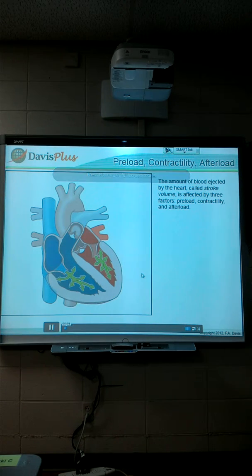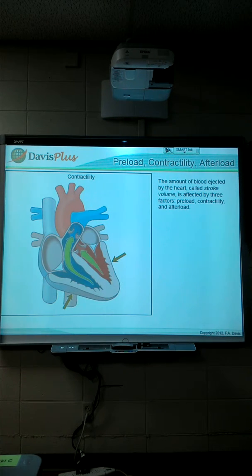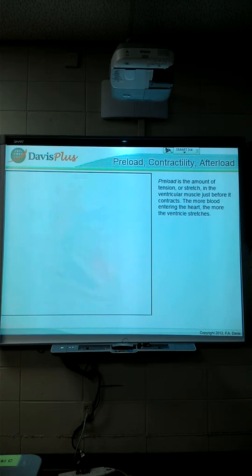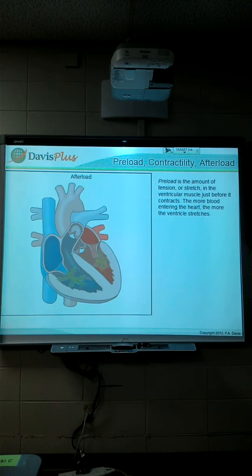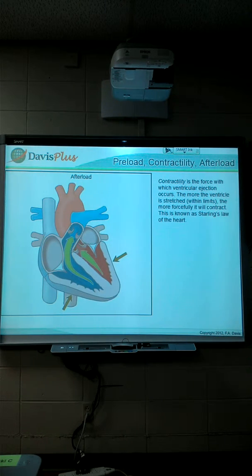The amount of blood ejected by the heart, called stroke volume, is affected by three factors: preload, contractility, and afterload. Preload is the amount of tension, or stretch, in the ventricular muscle just before it contracts. The more blood entering the heart, the more the ventricle stretches. Contractility is the force with which ventricular ejection occurs. The more the ventricle is stretched within limits, the more forcefully it will contract. This is known as Starling's law of the heart.